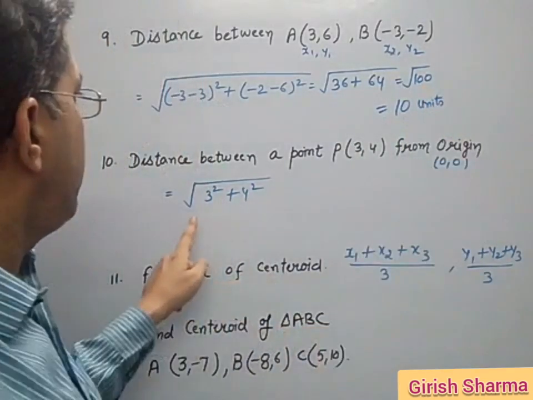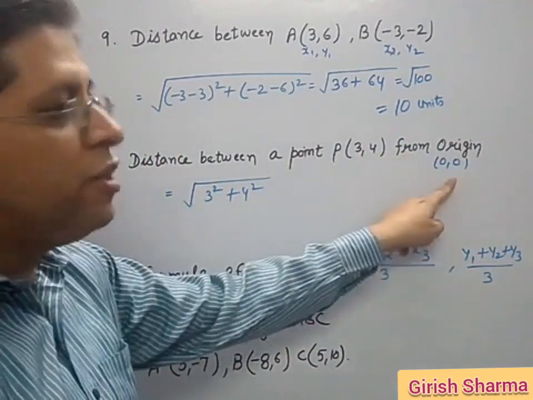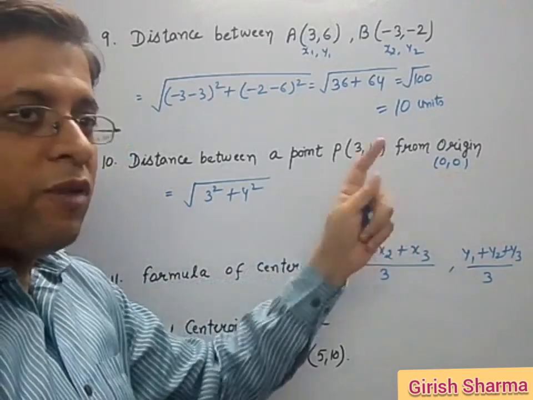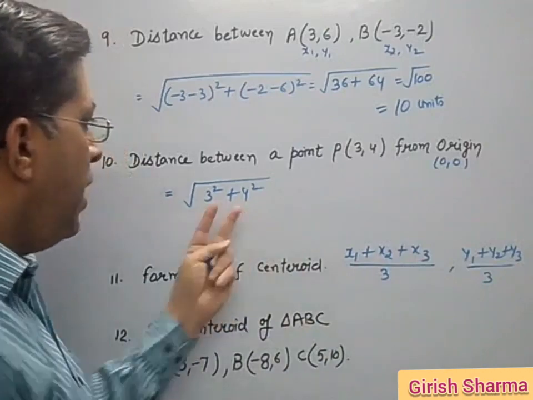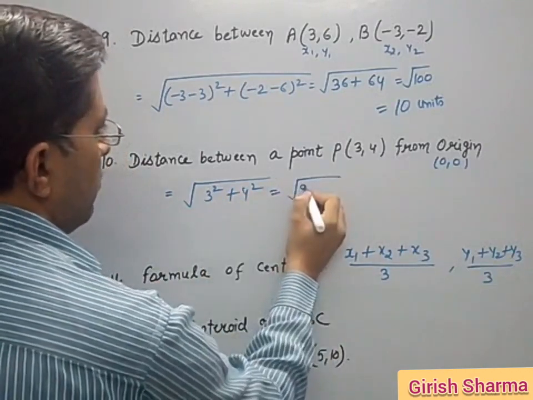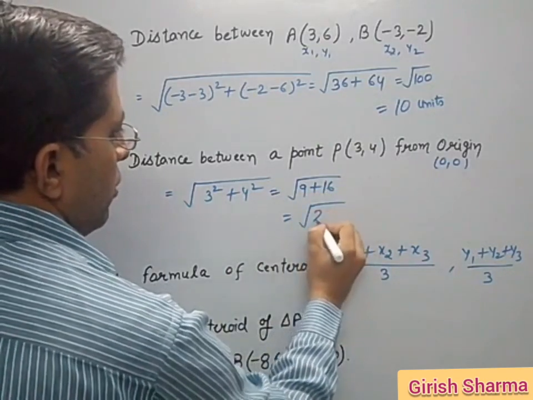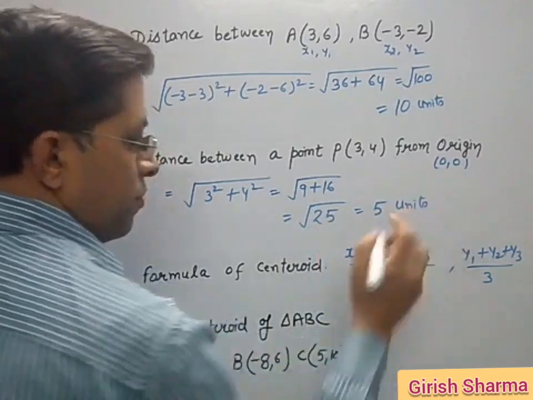Getting? Come on to the next. Distance between the point and the origin. Coordinates of origin are (0, 0). And what we have written is the direct formula, under root x square plus y square. Add these two. 3 square is 9, 4 square is 16. This will be under root 25. This will be 5 units.